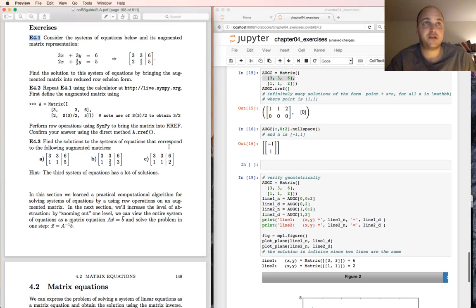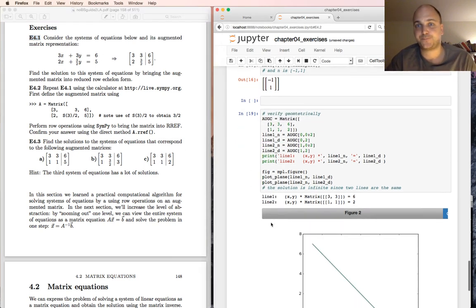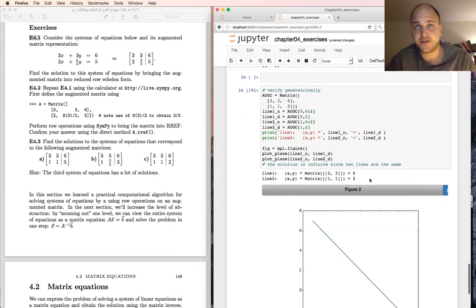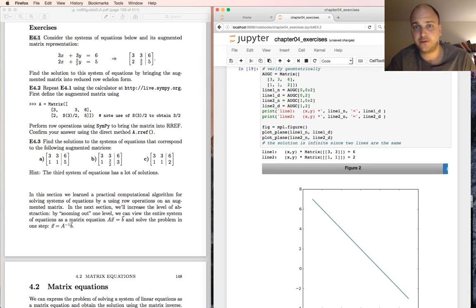We have 3 cases. So this system of equations here had an infinite number of solutions. This one had 1 solution. This had 0 solutions. So don't forget that. And you should probably try to do this on your own. And that's it. That's what I wanted to show in this video.